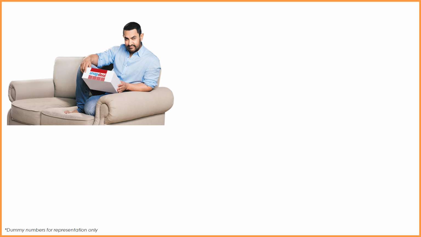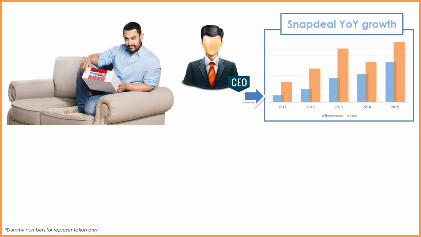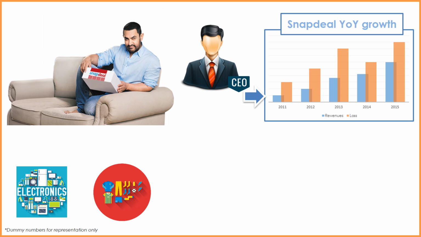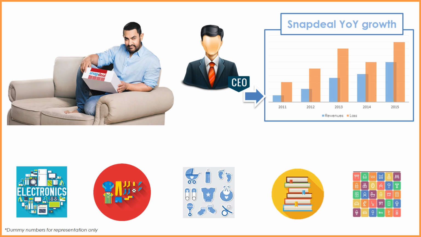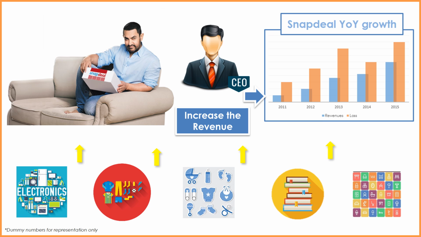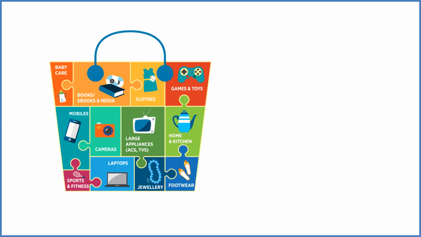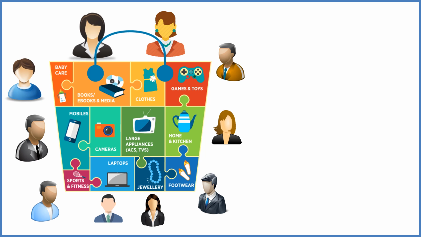When the CEO would analyze the total revenue of Snapdeal, he would break it down into the revenue contribution from various categories, like electronics, apparels, baby products, books, etc. When he would think of ways to increase revenue, it would mean increasing revenue of selected categories. However, each category is unique, that is, it satisfies a single need for a distinct set of consumers. So, he appoints a category manager for each category, and gives them the responsibility to ensure its sales.